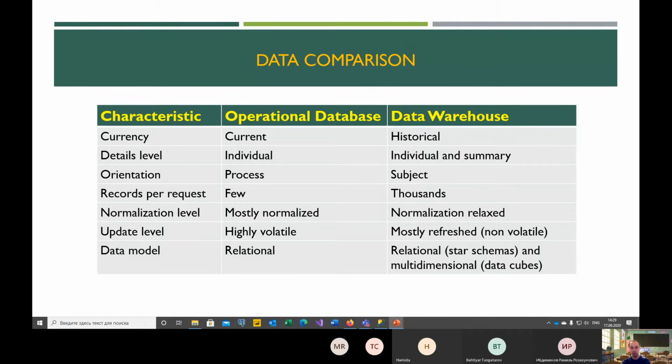Your data must always be normalized for better representation and clarity. While in the data warehouse, we focus more on the summary of data, and normalization is not always present. So in the operational database we have the relational model, and in the data warehouse we usually build multi-dimensional data cubes, the so-called OLAP cubes, online analytical processing. So this term is also important.